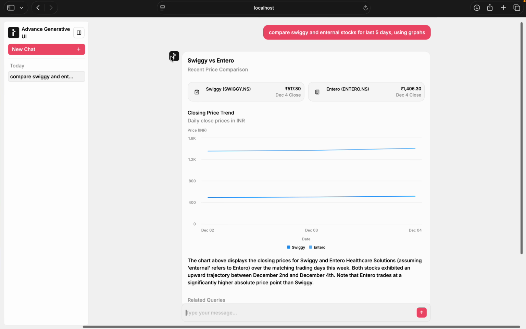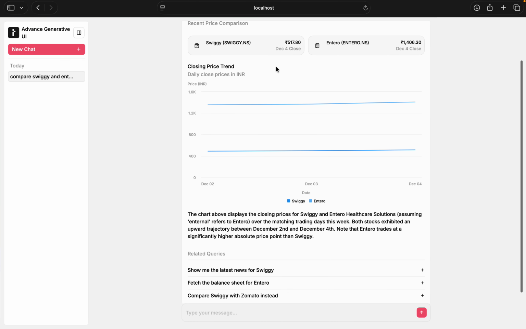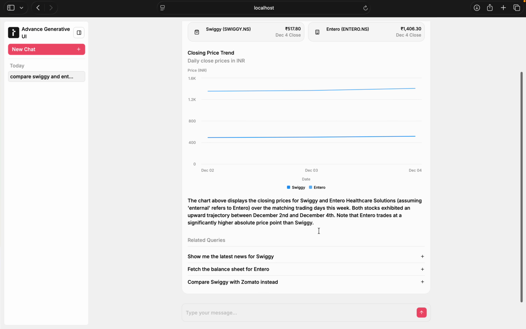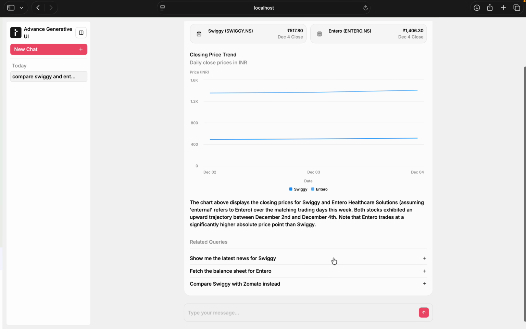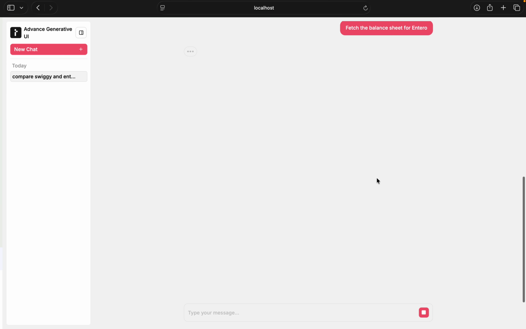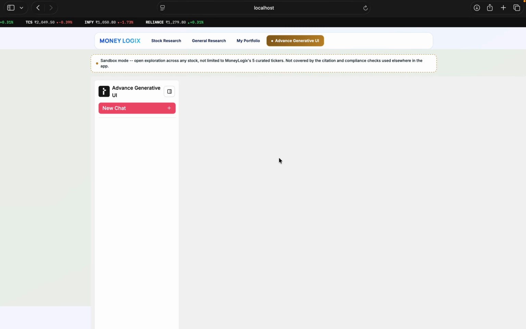Okay, so now our answer is generated. It basically compares the Swiggy and Eternal stocks. This is the graph that compares both the stocks, and this is the data information about these stocks. If we hit this query, also fetch the balance sheet for interview. This will take some time. Okay, this is the system bug. Let me just retry again.